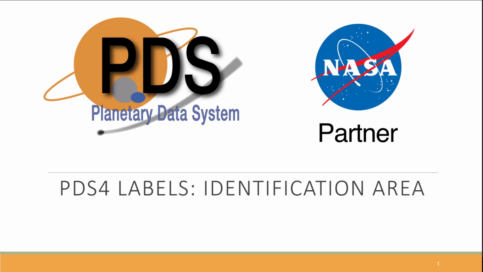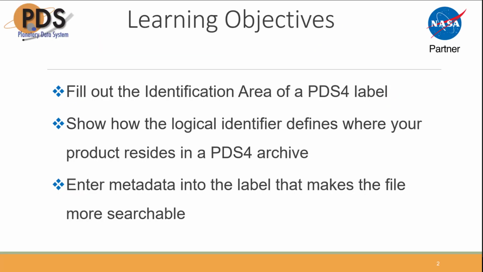This video covers filling out the identification area of a PDS4 label. In this video, we will show how PDS4 uses logical identifiers to define your product's location within the PDS4 archive and how metadata is entered to make your data easier to find using search engines. Feel free to pause or go back in the video at any time.